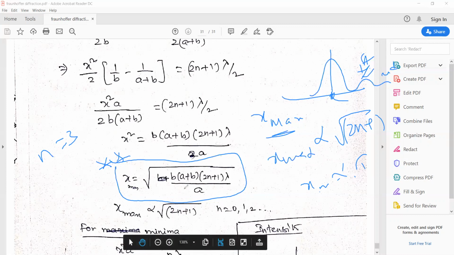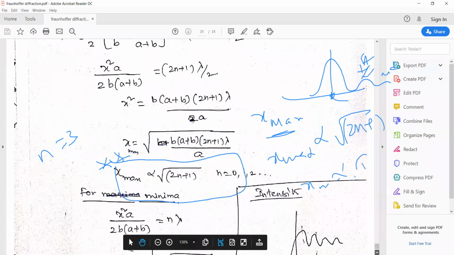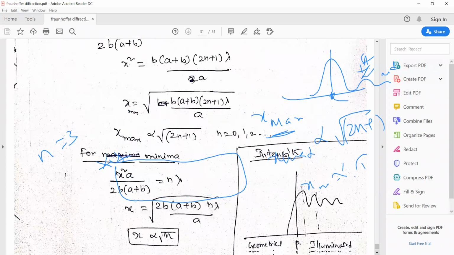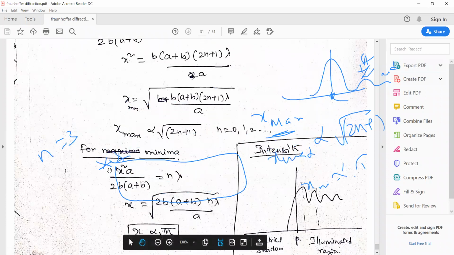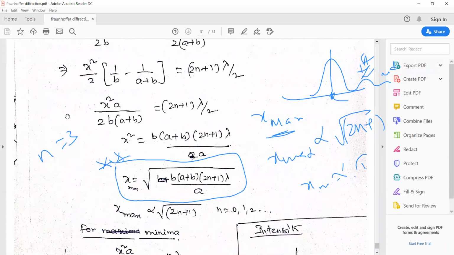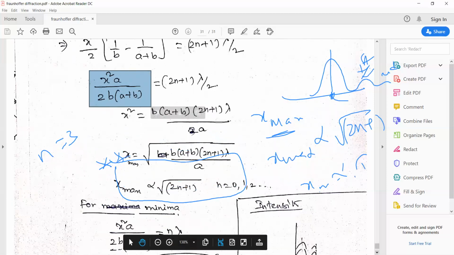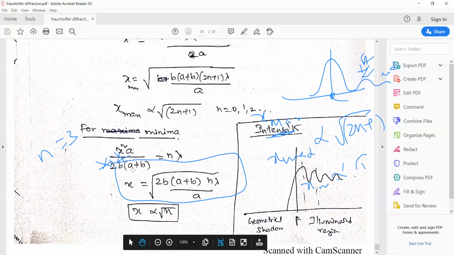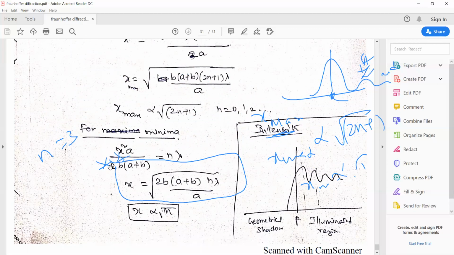If I want to find the minima, as I told you, path difference must be equal to n lambda. In the diffraction pattern, if path difference equals n lambda, we will get the minima. Here the path difference value we have just now derived, x square by a by 2b into a plus b, is the path difference between the two light rays coming from the slit. We are just using this formula directly. If it is equal to n lambda at p dash, you will get a minima.